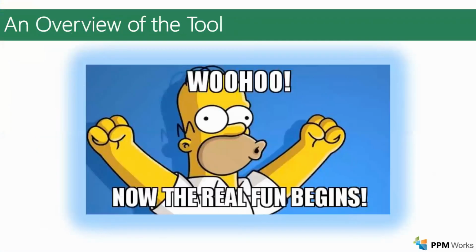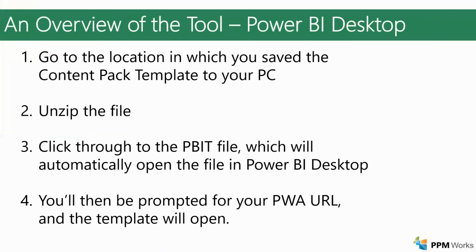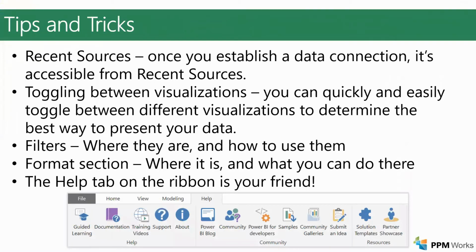Okay, so let's just go to the tips and tricks section. We went through recent sources. On that external data section, you can always drag down. Once you've got your data source in there, then it's very easily accessible in the future. We went through toggling between the visualizations so that you can look at something in the donut view like we did, and then in the pie chart view, and you can switch back and forth between all of those views until you find the one that best presents your data.